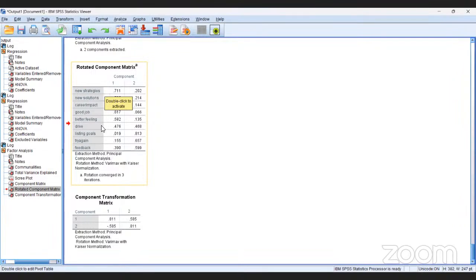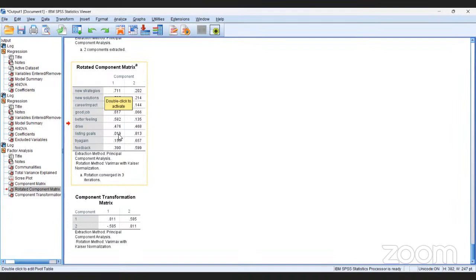So we find these 5 variables. They are very important for the first factor, and the second factor includes the last 3: listing goal, try again, and feedback. Listing goal and this one, feedback. Try again also, correct.